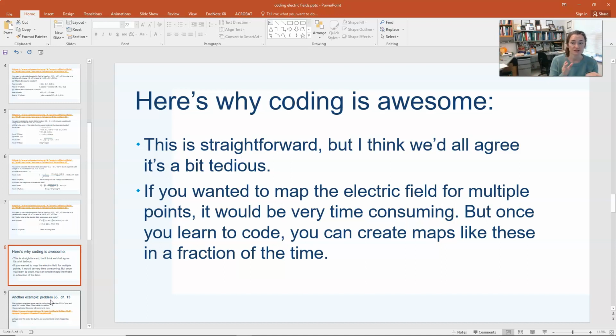Now, if you wanted to map that electric field for multiple points in space, it could be quite time consuming, because you saw we just went through how to do all that by hand, and it was kind of tedious, right? But if you learn to code, you can create maps like that in a fraction of the time. So let me show you.